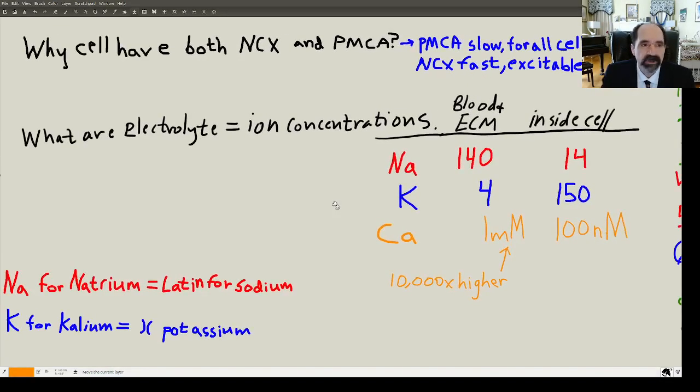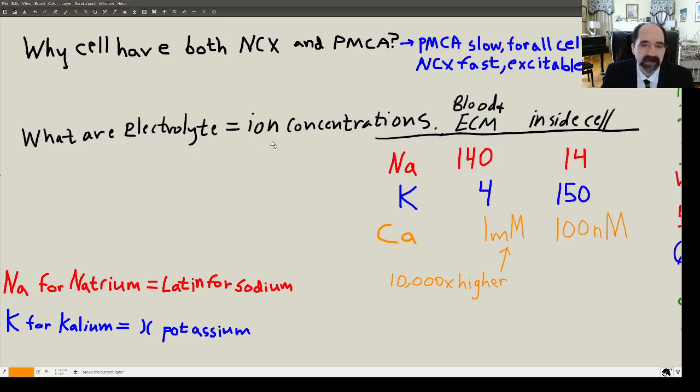Okay, just a quick question here. Why does a cell have both NCX and a plasma membrane calcium ATPase? We did already briefly mention it. The plasma membrane calcium ATPase pump is slow, and all cells use it. Only about 150 calcium ions per second can be pumped out. The NCX is super fast. So cells that are excitable, like neurons and muscle cells, skeletal muscle, smooth muscle, cardiac muscle, need to pump calcium out fast. 5,000 calciums can be pumped out per second.